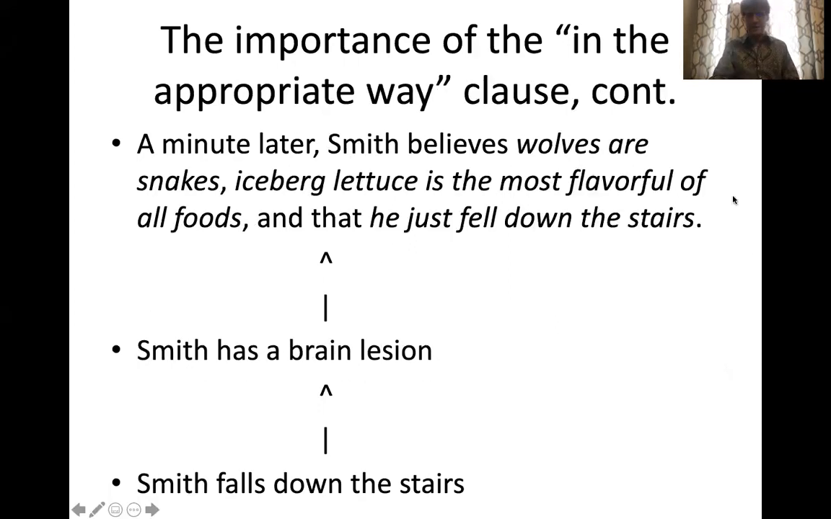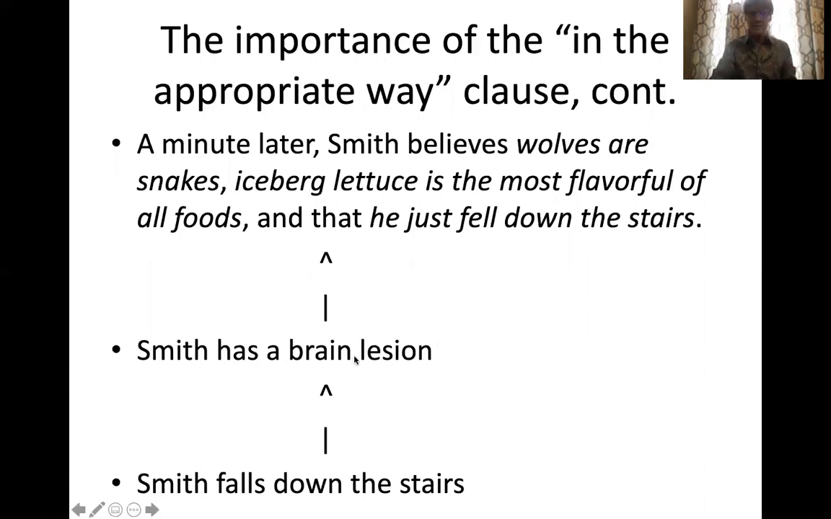But here is an example of an inappropriate causal connection. Let's suppose that Smith fell down the stairs, and let's suppose that he also has a brain lesion. A minute later, Smith believes that wolves are snakes, that iceberg lettuce is the most flavorful of all foods, and that he just fell down the stairs. Let's suppose that the brain lesion is causing the belief that he fell down the stairs and these other two weird beliefs, that wolves are snakes and that iceberg lettuce is the most flavorful of all foods, which is clearly false. So it seems like this would be an inappropriate causal connection, right?